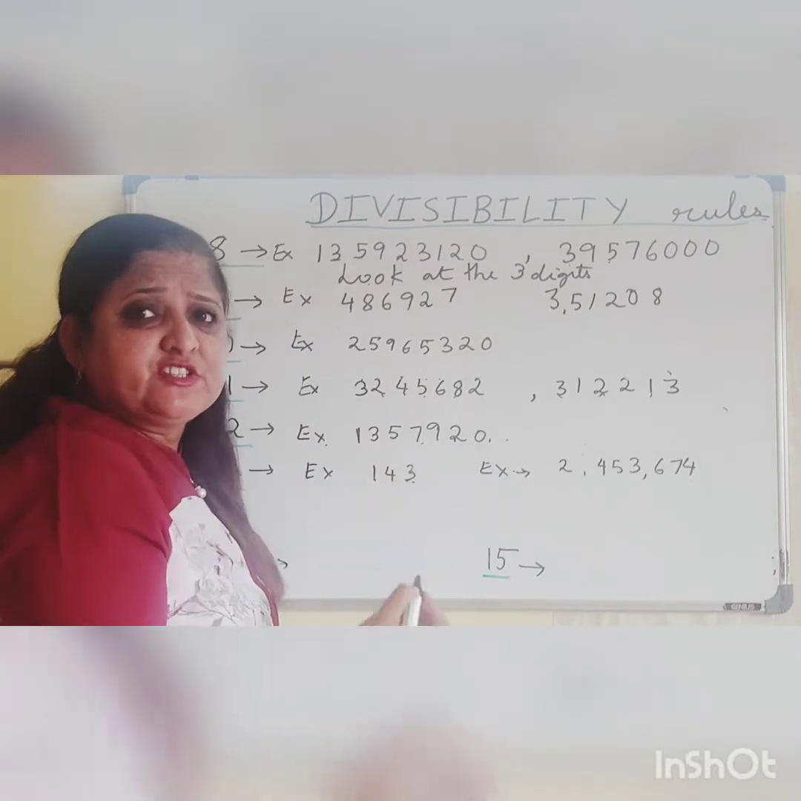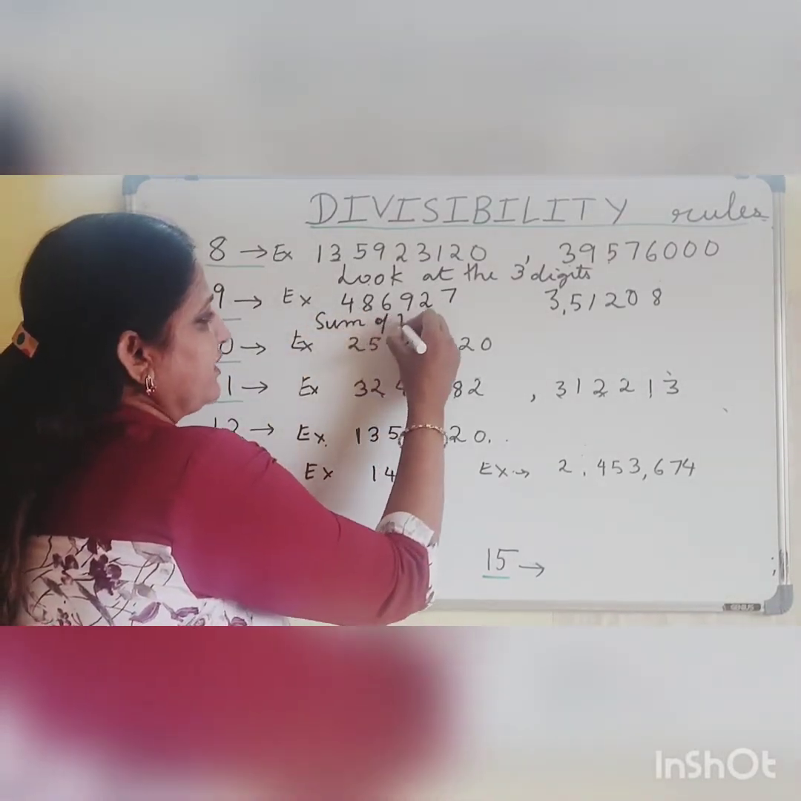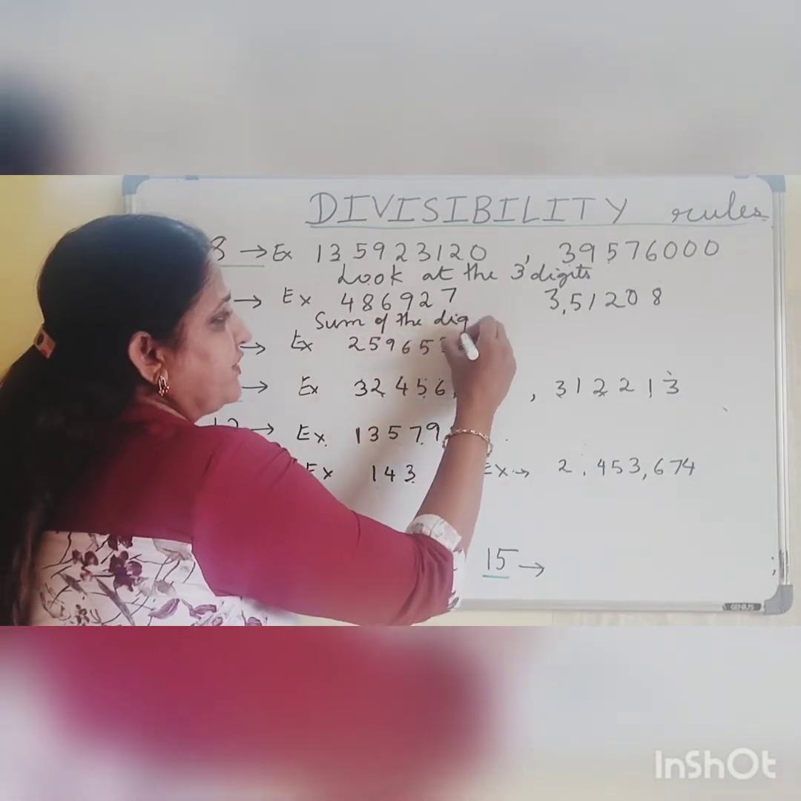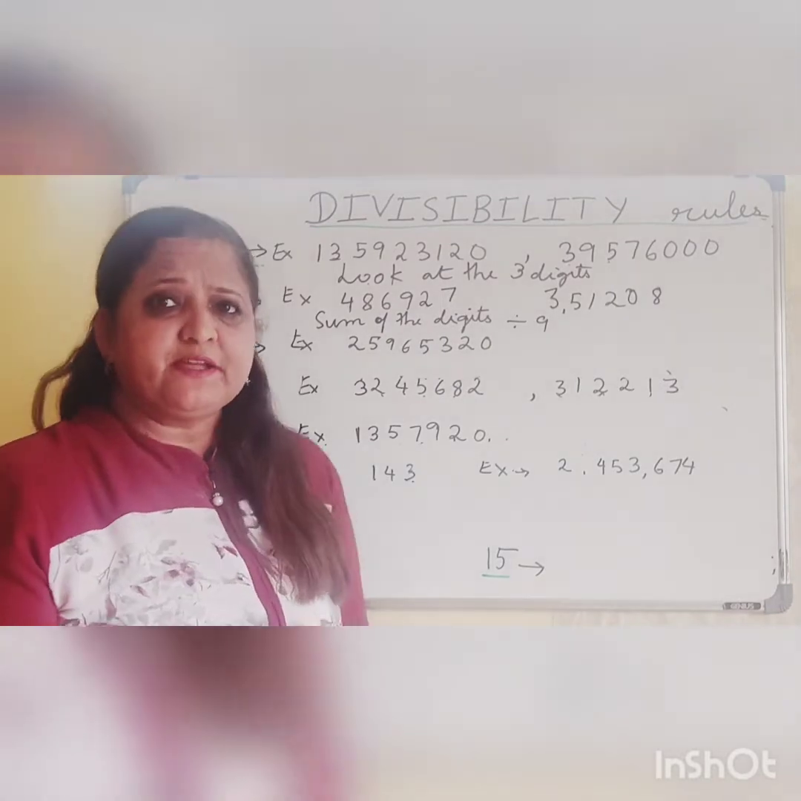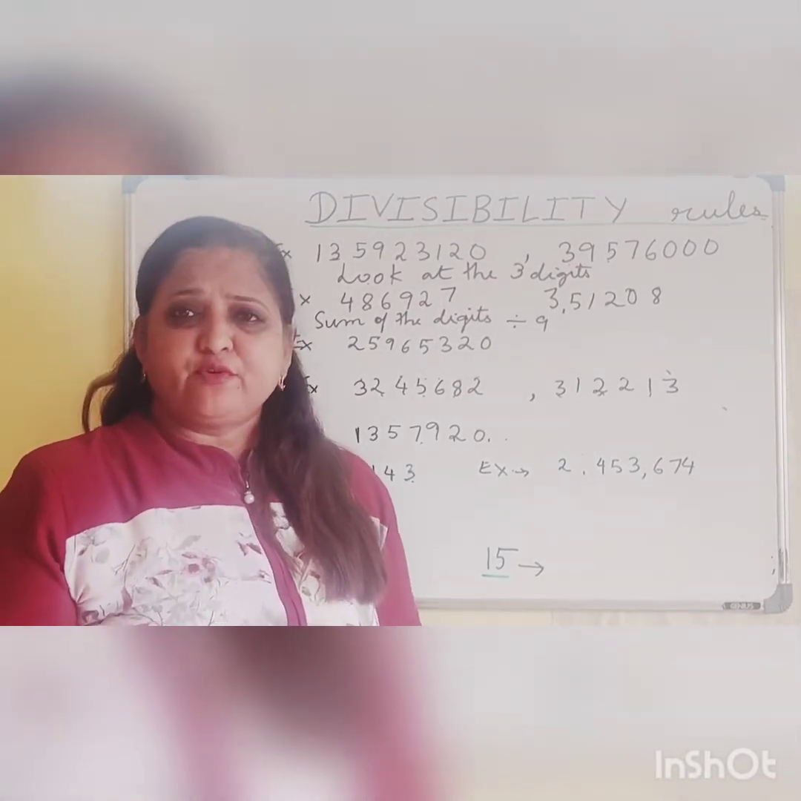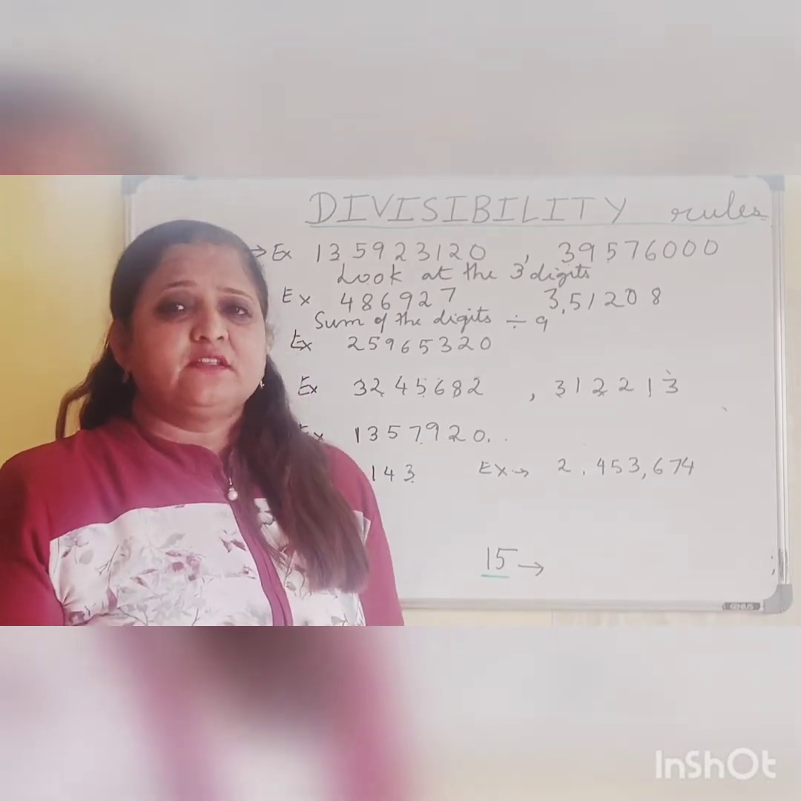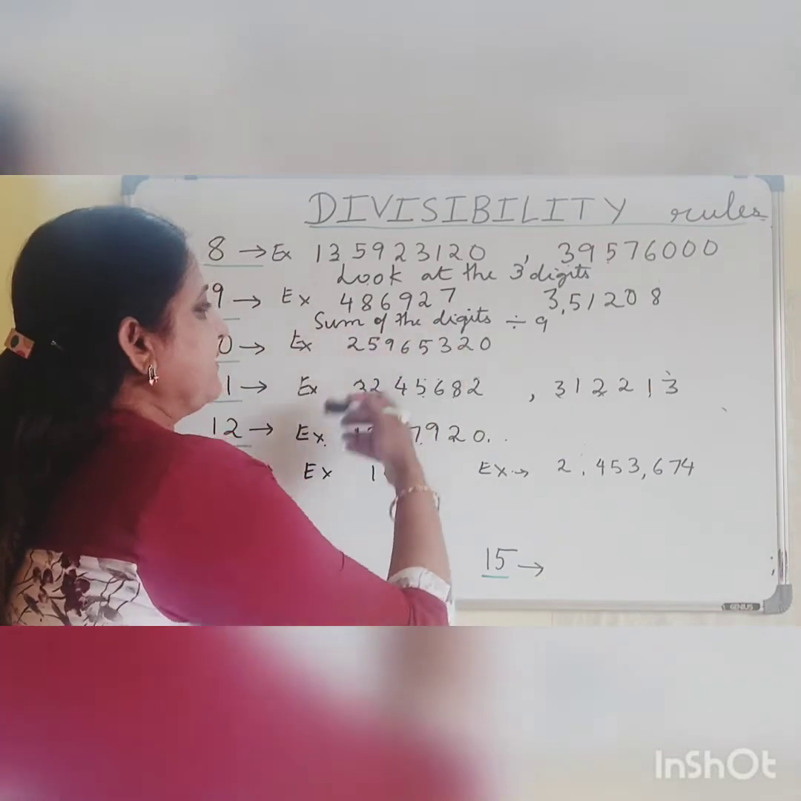Now, what is the divisibility rule of 9? It is just like the divisibility rule of 3. You have to add up all the digits of the number and the sum of the digits should be divisible by 9. If the sum is divisible by 9, then the whole number will be divisible by 9. If the sum of the digits is not divisible by 9, then the number will not be divisible by 9.